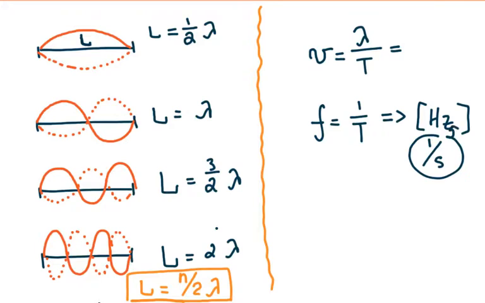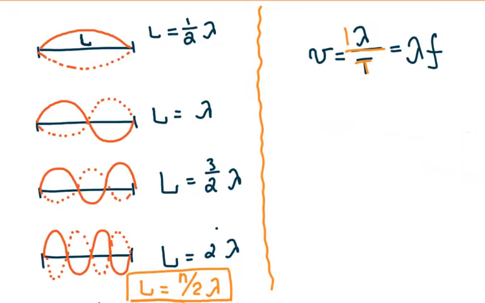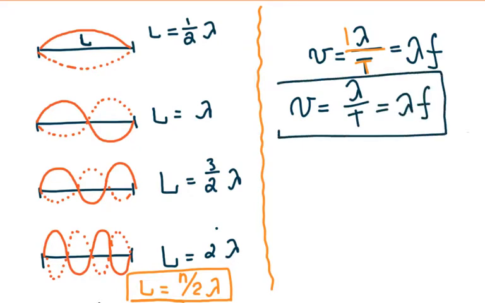So here I see I have 1 over T. So the other way to write this formula is also lambda times frequency. So the velocity of the wave can be found using the formula v is equal to lambda over period, or lambda times the frequency. So this would be for velocity of the wave.